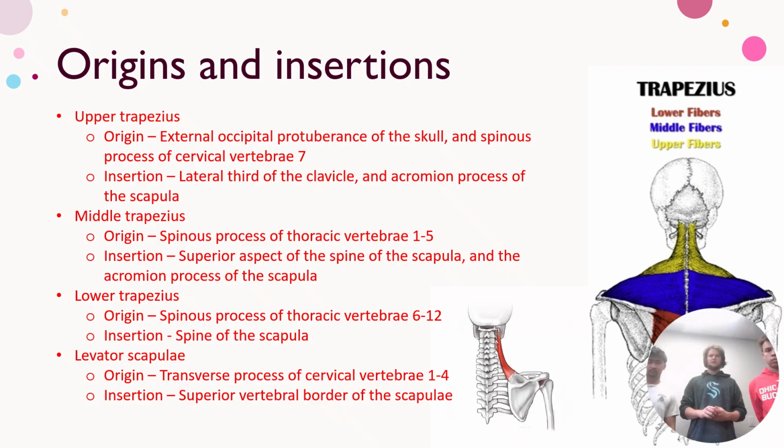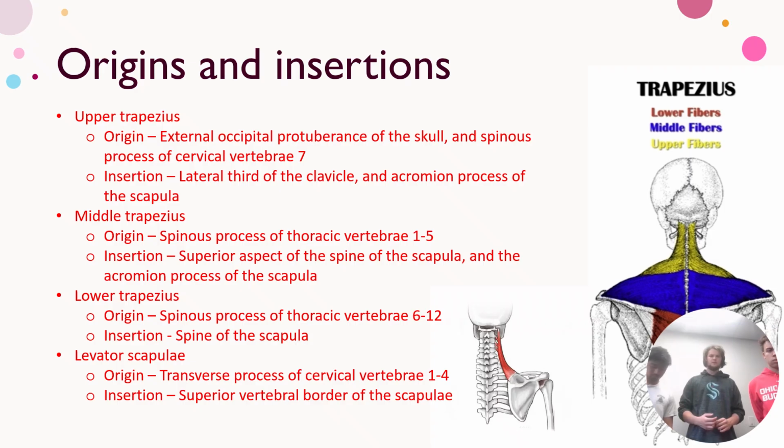So the upper trapezius originates at the external occipital protuberance of the skull and spinous process of cervical vertebrae 7, and inserts at the lateral third of the clavicle and the acromion process of the scapula. The middle trapezius originates at the spinous process of thoracic vertebrae 1 through 5, and inserts at the superior aspect of the spine of the scapula and the acromion process of the scapula.